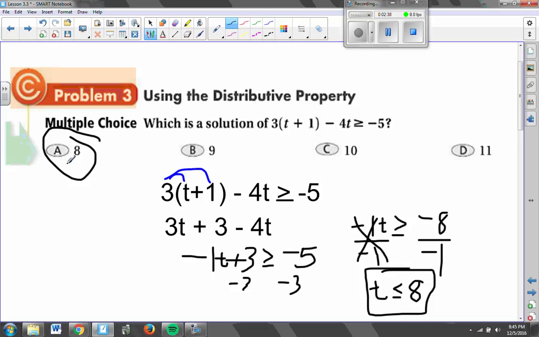But we should be okay using the distributive property, then combining like terms to get it to an inequality that we know how to solve very easily.